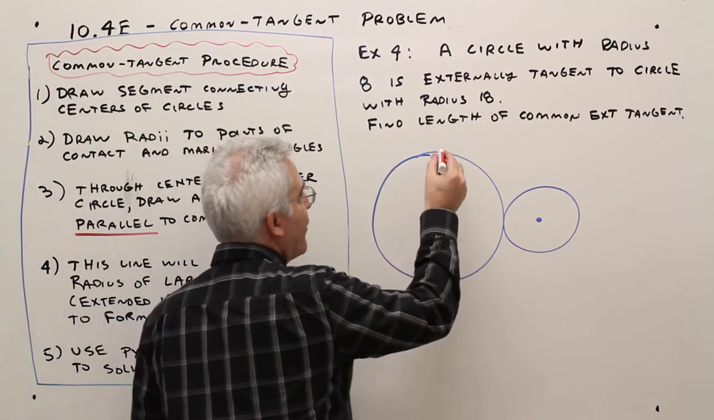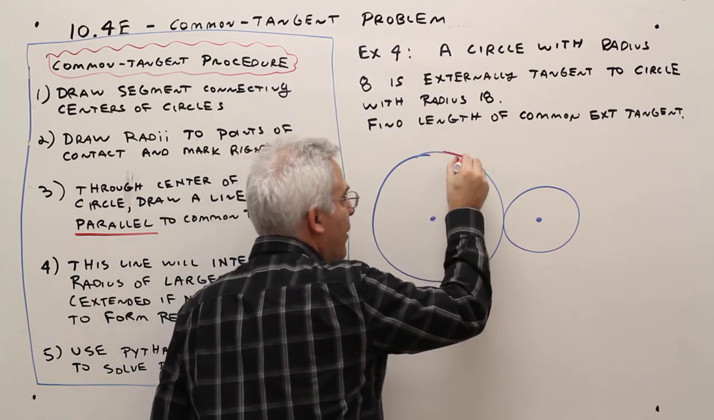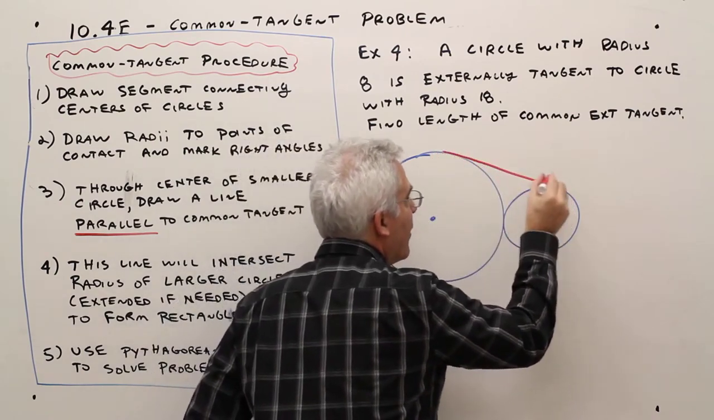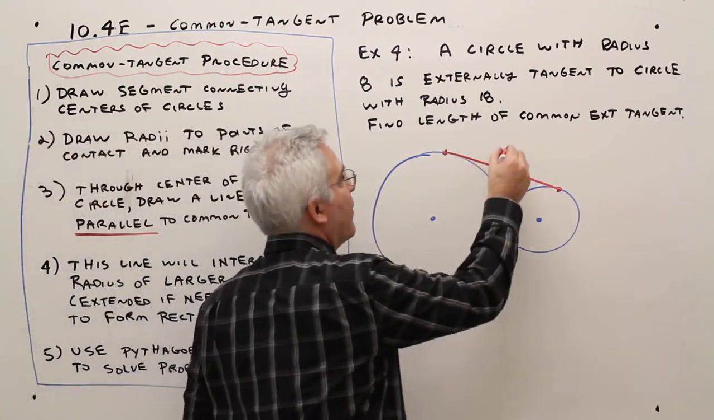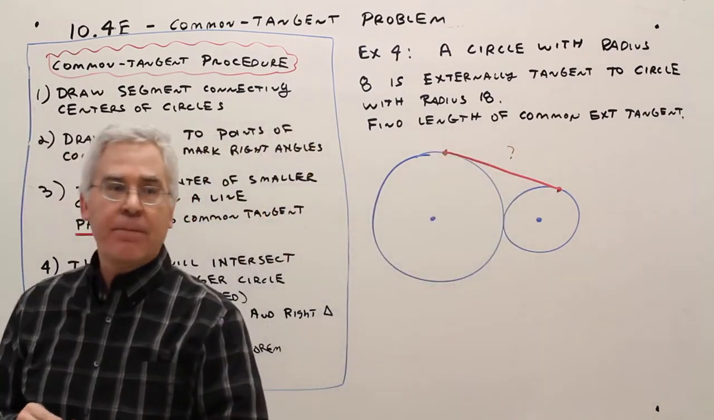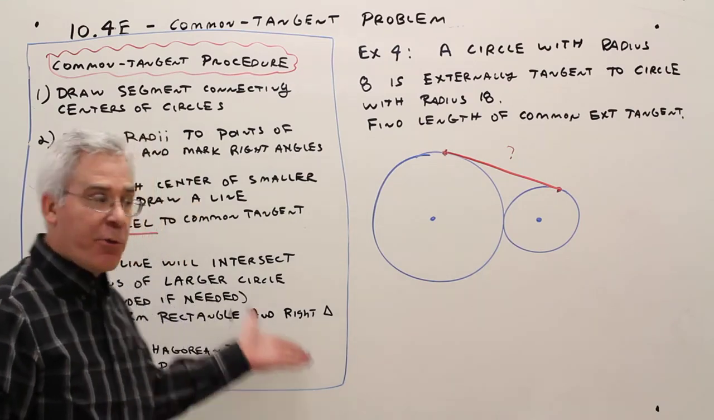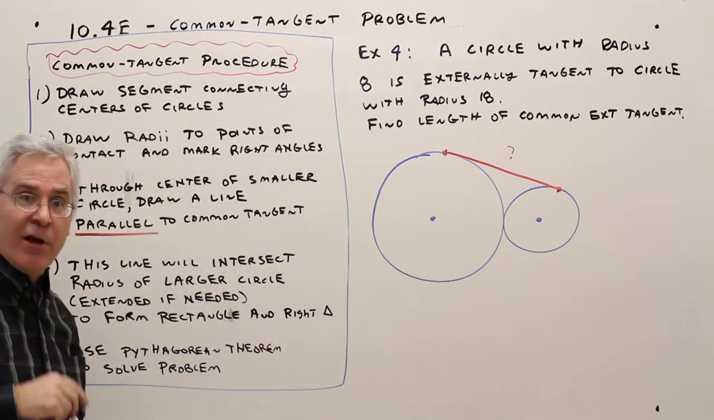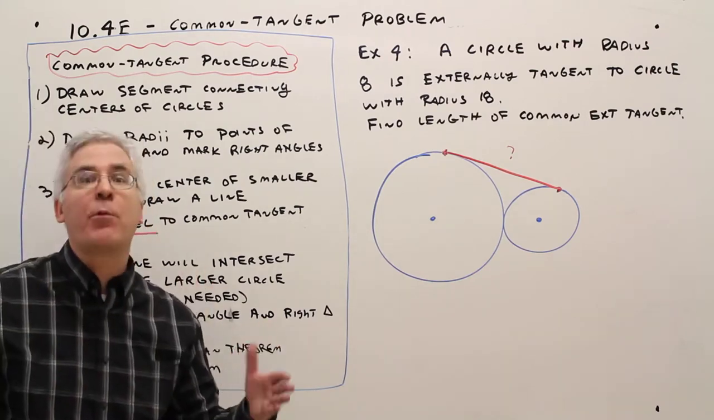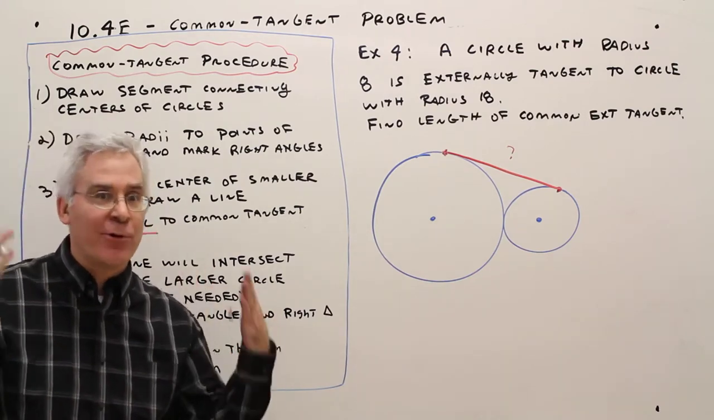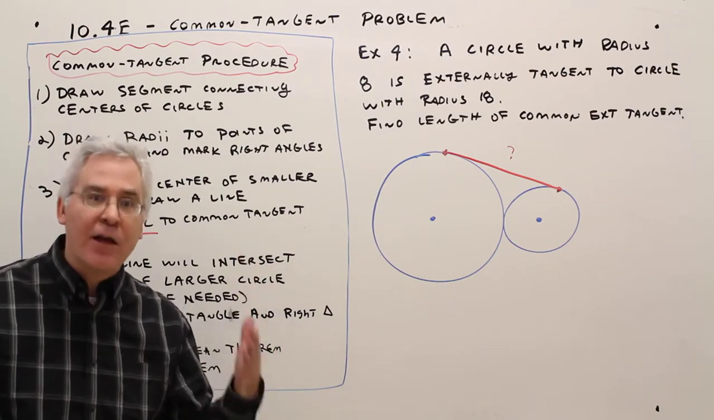So what I'll do is draw in, to the best of my knowledge, a common external tangent. So that's what I'm trying to find. Okay, well, let's go through the 5-step procedure. I'll check it off as I go. By the way, this is a classic problem. It ranks up there with the walk-around problem. You'll for sure see it on a quiz and a test.